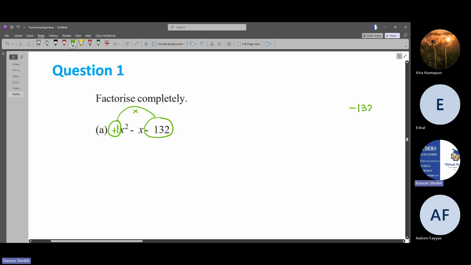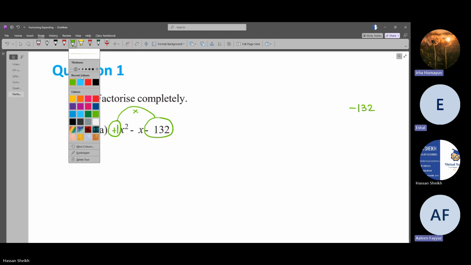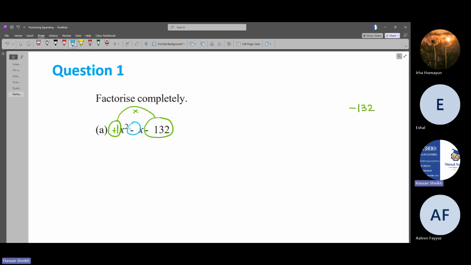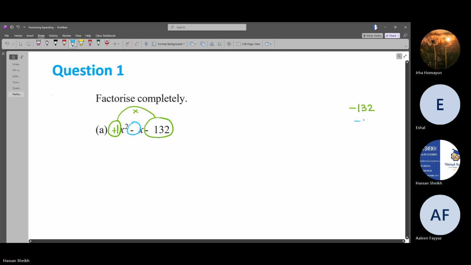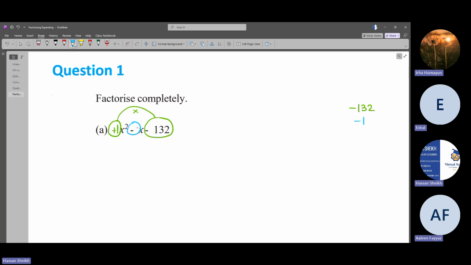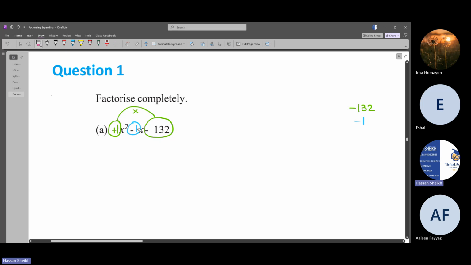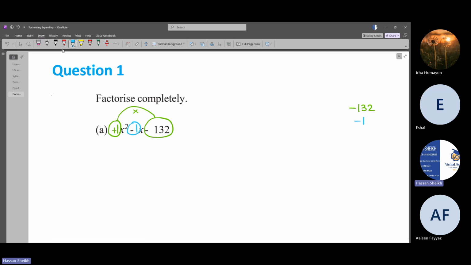Students, do you agree? Yes. And what is the middle term here? Minus. Here it is minus 1, because when there is nothing, there is 1. Okay. Now we need to find two numbers.